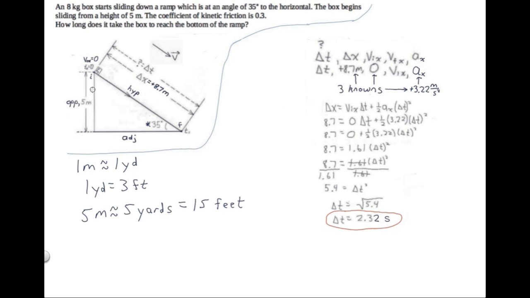So this ramp is actually pretty high. The box is starting from a height of 15 feet. But I still think that it seems fairly reasonable that the box might be able to slide down the ramp from that height of 15 feet in about 2 seconds. Now let's do a recap of our work on this problem.